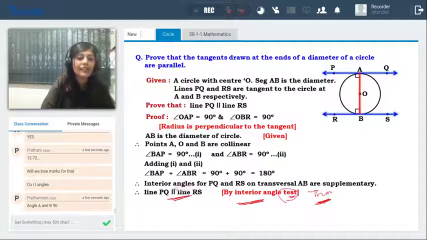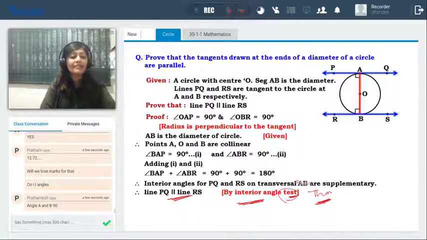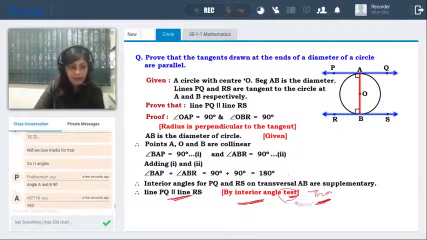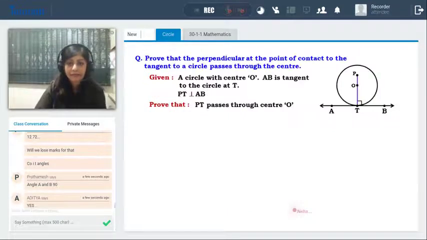If we are proving the lines to be parallel, then we always say interior angles test or alternate angles test or corresponding angles test, whichever method we use. I hope I have solved this confusion. Yes, students, please make that note. All right. Okay, so we move ahead.